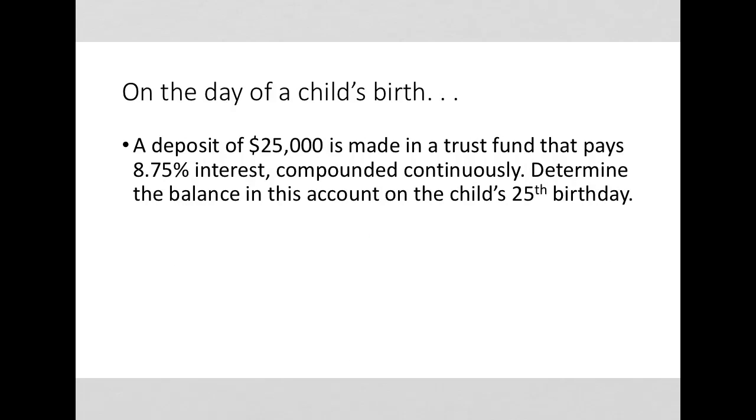So now we're going to actually do a problem here using logs. On the day of a child's birth, a deposit of $25,000 is made in a trust fund that pays 8.75% interest. Let's remember that 8.75% is the same as the decimal 0.0875. So that is going to be my rate. And we're told that is compounded continuously, which is, of course, telling us that we're going to use our PERT equation, or the POKED equation, however you want to do it.